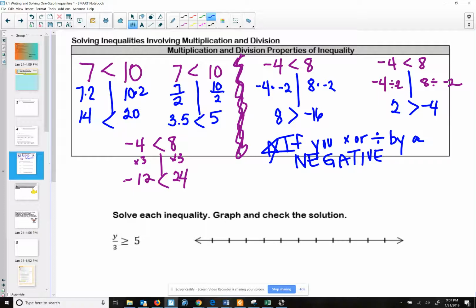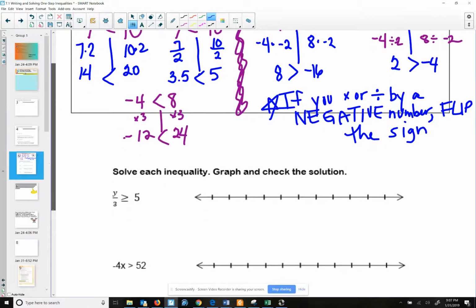By a negative number. Here's what we have to watch out for. You must flip the inequality sign. So if it was less than, you're going to have to make it greater than. If it was greater than, make it less than. If it's less than or equal to, flip it to be greater than or equal to, and so on. All right? So let's start tackling some of these and see what you come up with.